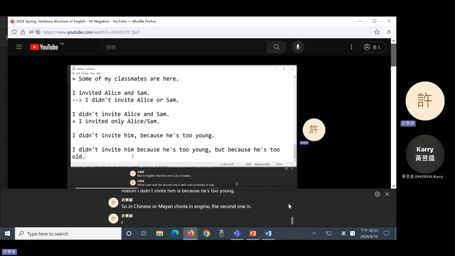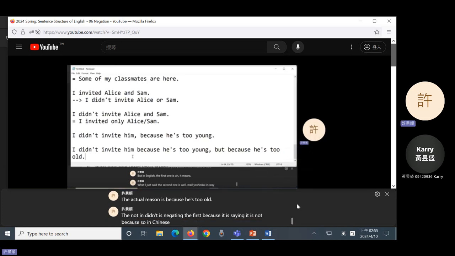The second one is I didn't invite him, but the reason is not because he's too young. The actual reason is because he's too old. The not in didn't is negating the first because. It is saying it is not because. So in Chinese, this sentence is 我没有邀请他不是因为他太年轻而是因为他太老. So see what a big difference one comma makes.